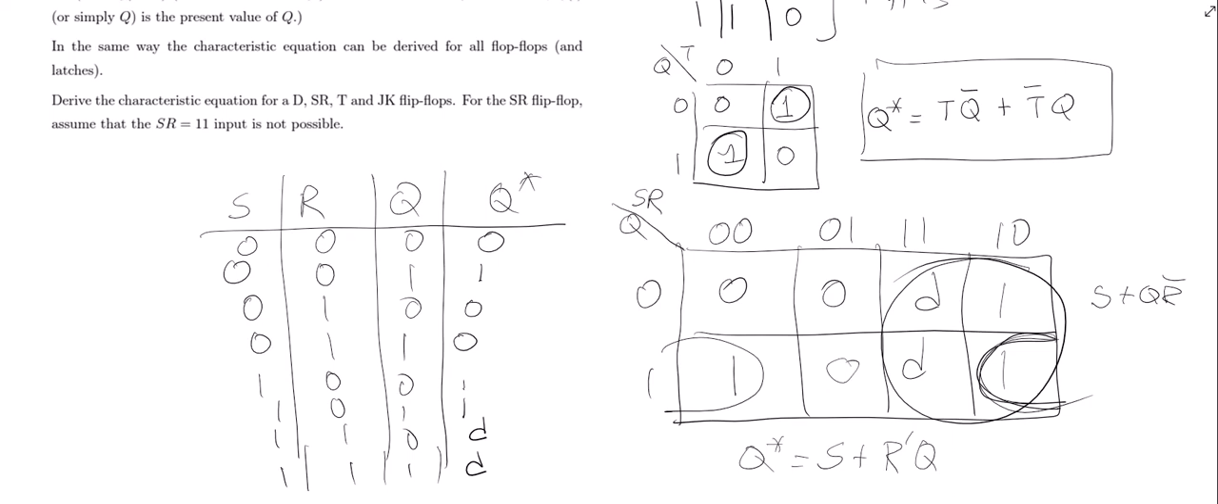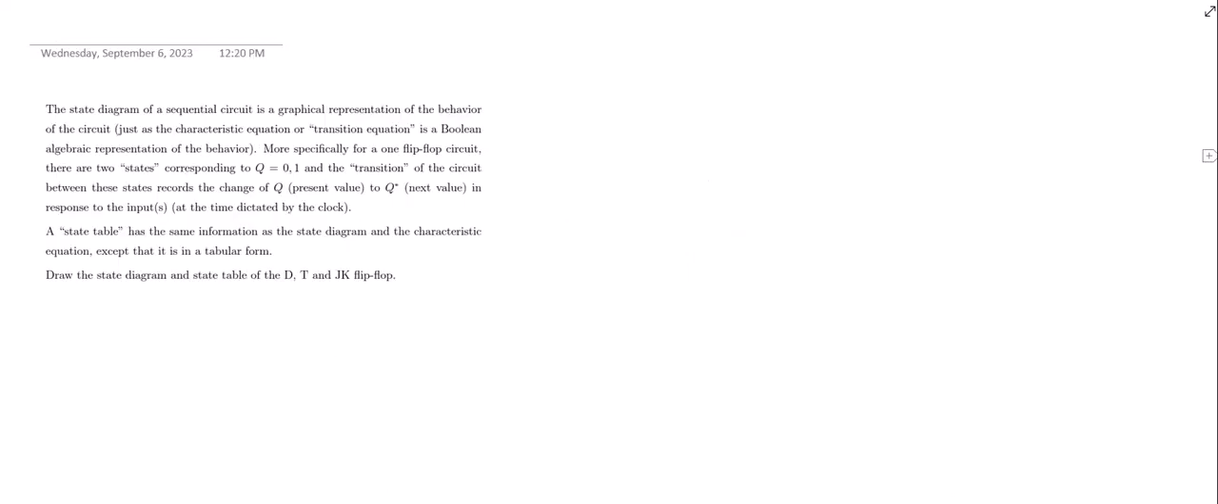Now, the next problem that we have here has to do with doing a state diagram. A state diagram shows you the different states that are possible. Now you'll be working with things called finite state machines, and finite state machines have different states.